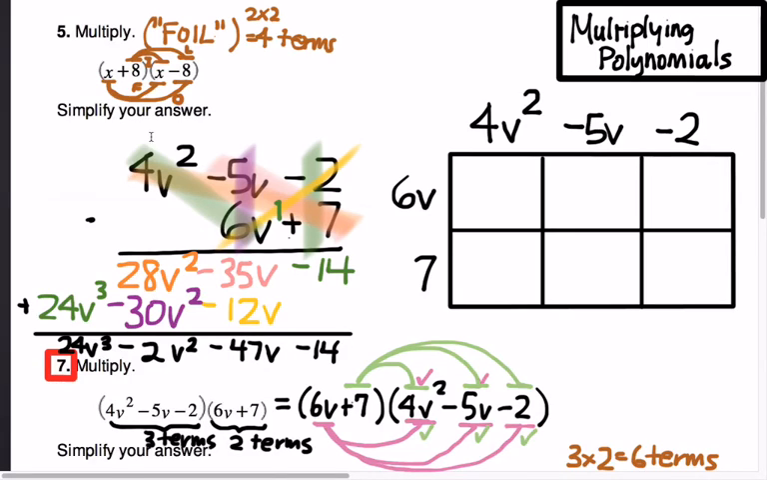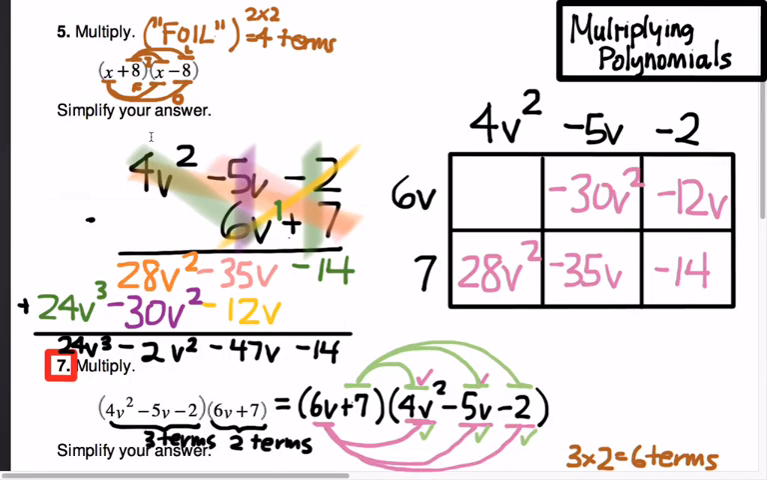Maybe starting down here, negative 2, sorry, I didn't want a minus 7 here, did I? Plus 7. Negative 2 times positive 7, negative 14. Negative 5v times negative 7, negative 35v. 4v squared times 7, 28v squared. And continuing on, negative 2 times 6v, negative 12v. Negative 5v times 6v, negative 30v squared. And then 4v squared times 6v, 24v to the third. So there's all 6 of our terms.